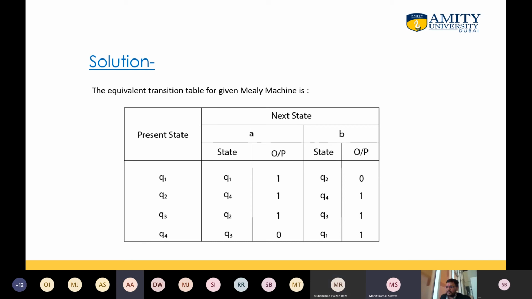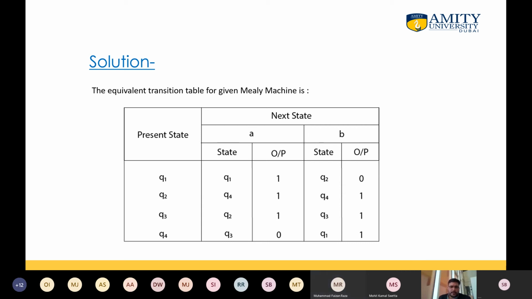For Q2, input A output is 1 and input B output is 0. Let's just check it for Q2. Input A, Q2 output is 1. For input B, Q2 output is 0. It's written there, no? So for Q2 there are two outputs, isn't it? For Q1 there was only one output.